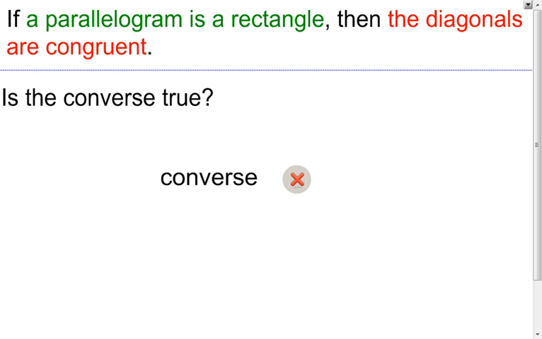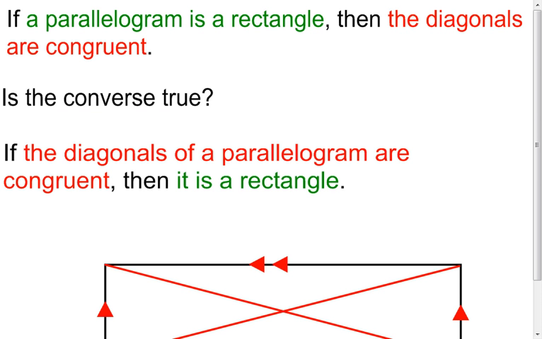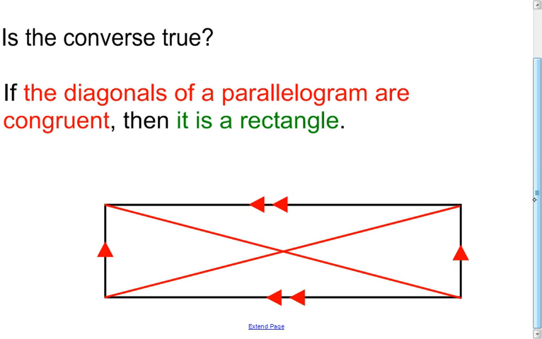Now I want to look at the converse of it. So our original one was if a parallelogram is a rectangle, then the diagonals are congruent. Well, converse will then say that if the diagonals of a parallelogram are congruent, then it is a rectangle. Question is, is it true? Well, I'm going to come here and I'm going to try to prove it.